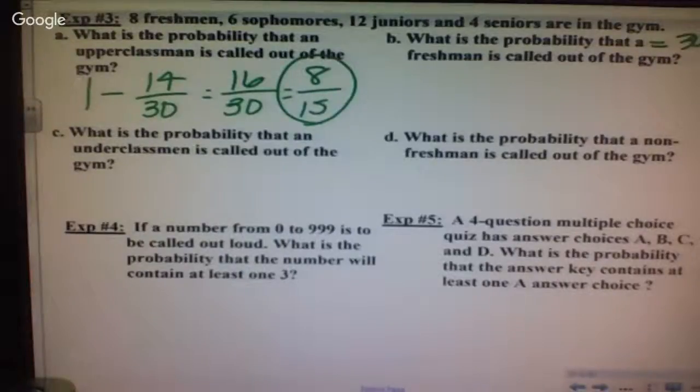Okay. Part B, what's the probability that a freshman is called out of the gym? I would not do the complement on that one. Freshman, I want a freshman. Get to be 8 over 30. 8 out of 30 or 4 out of 15.